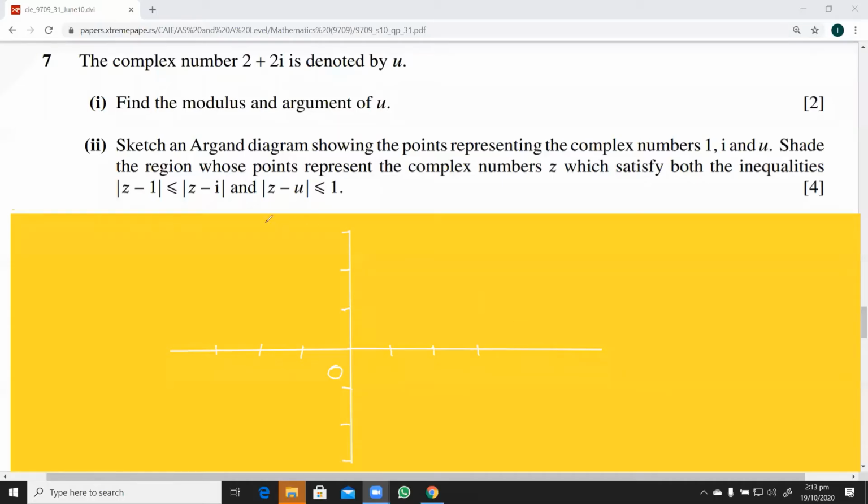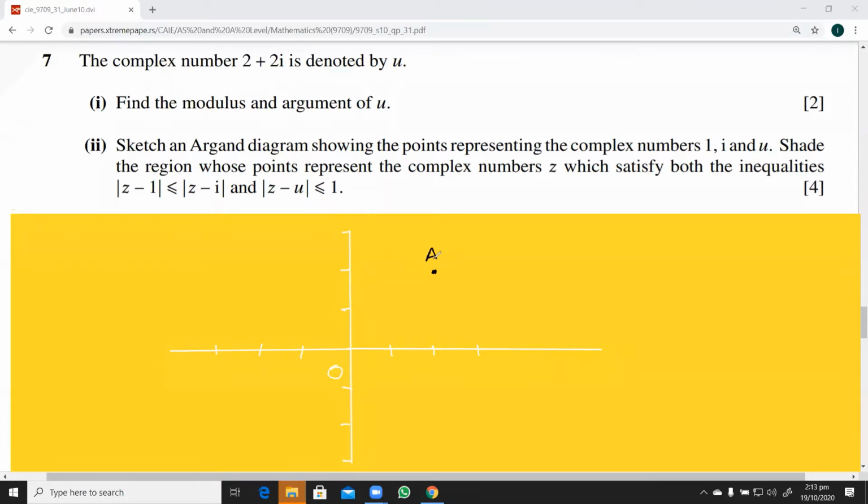Okay, 7's part 2. We should have this complex number u with us. This is 2 plus 2 iota. Let me call this as A. Okay, this is A.